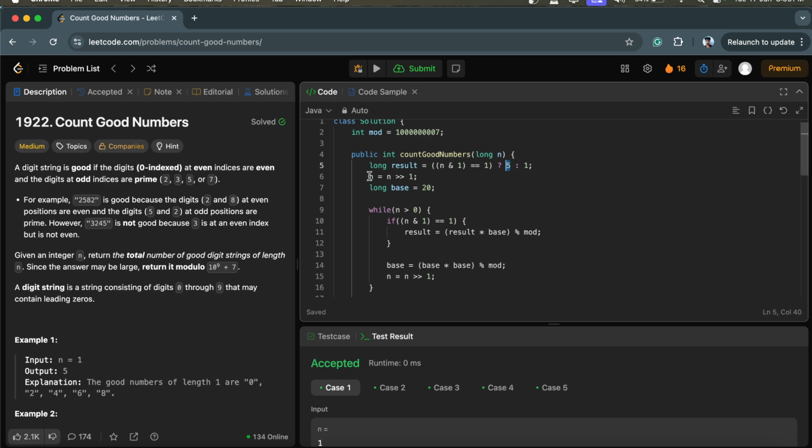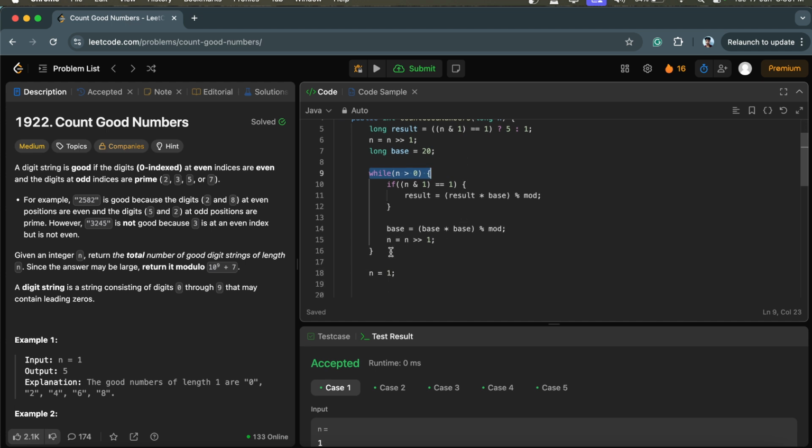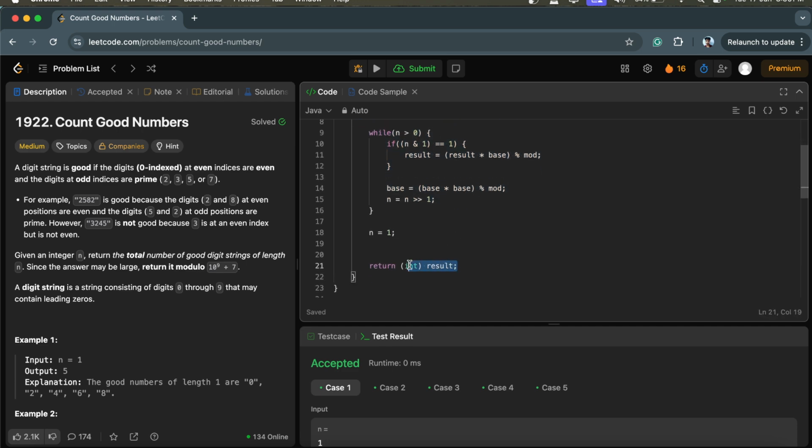Okay, now we are dividing n by 2. So 1 divided by 2 is basically 0. Now n is 0 and the base value is 20. We check whether n is greater than 0 or not. The n value is equal to 0, so we do not enter into this loop, and the result is what we return at the end.